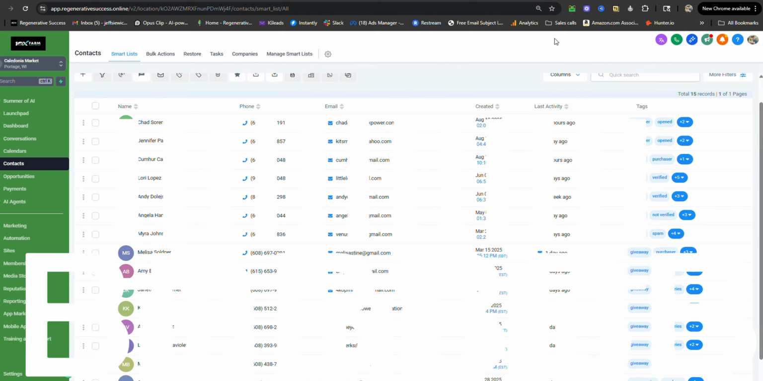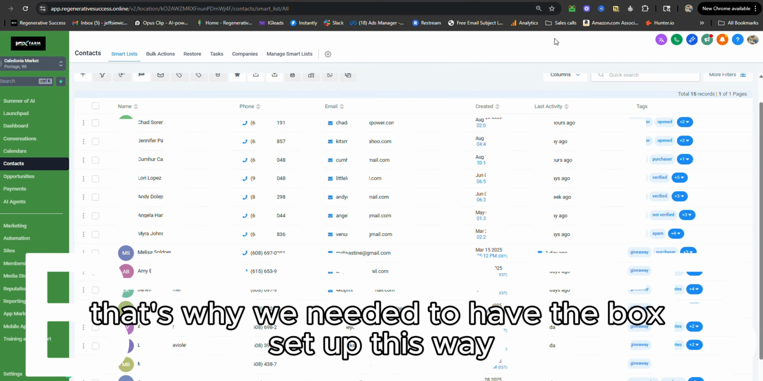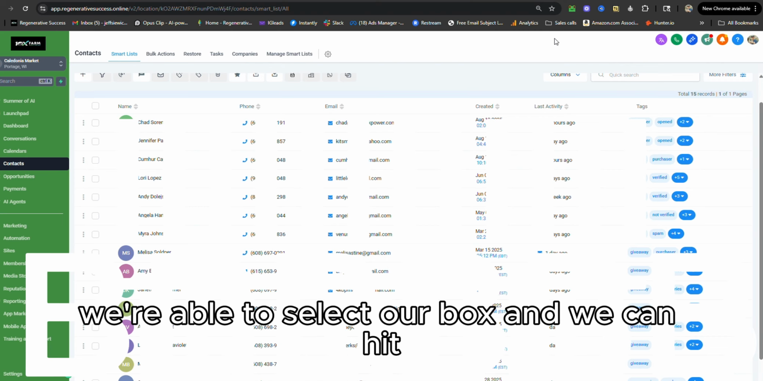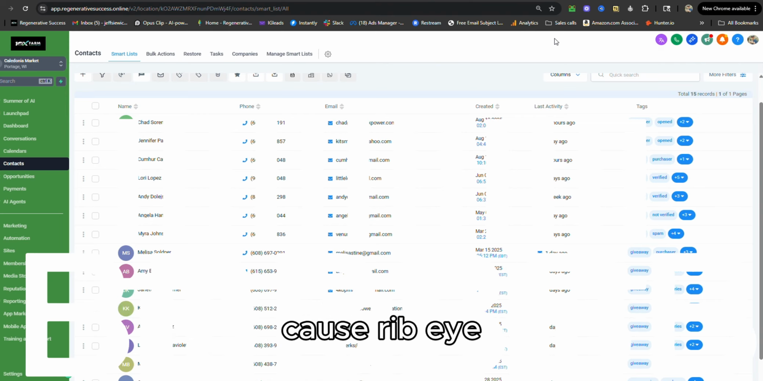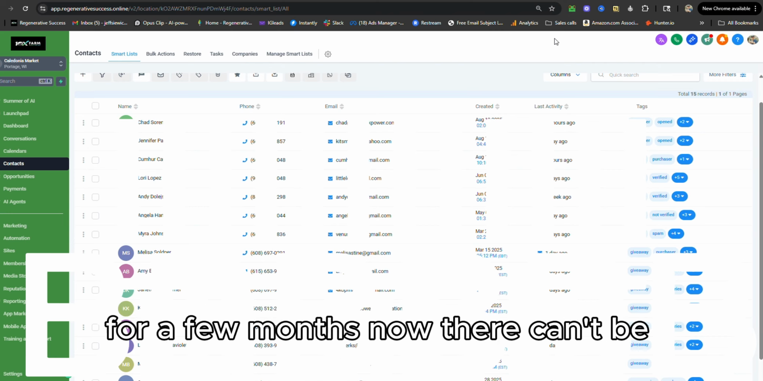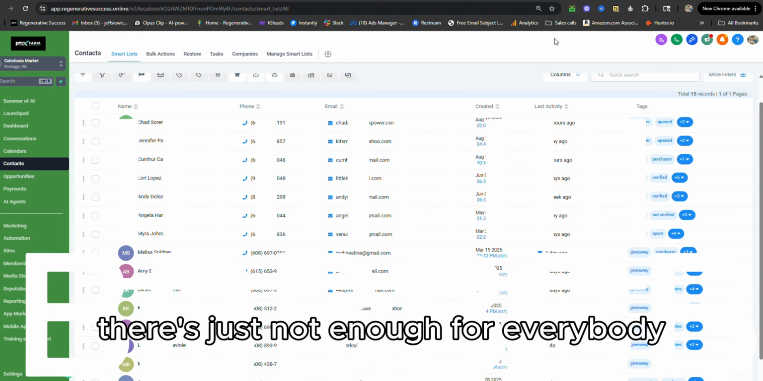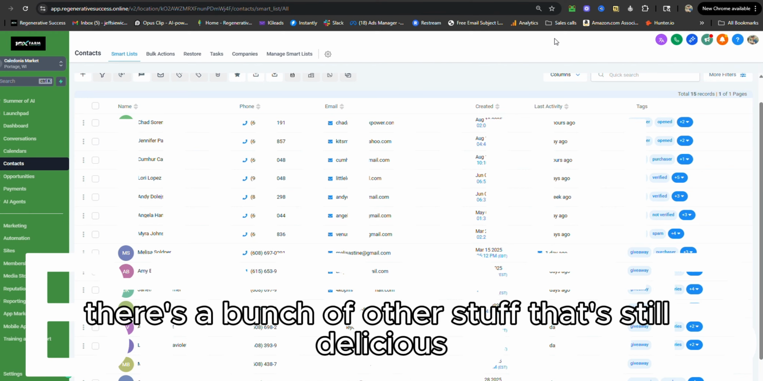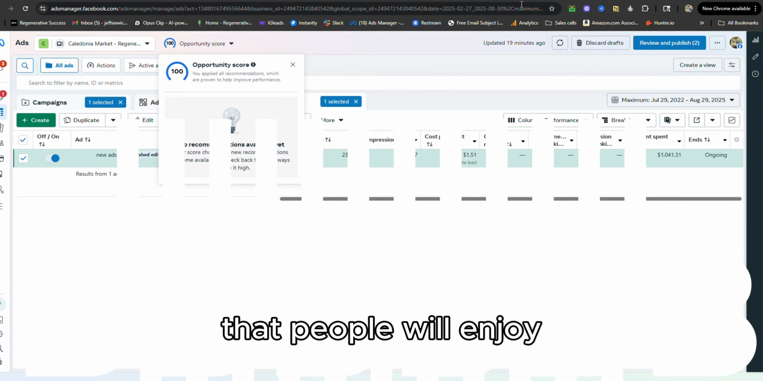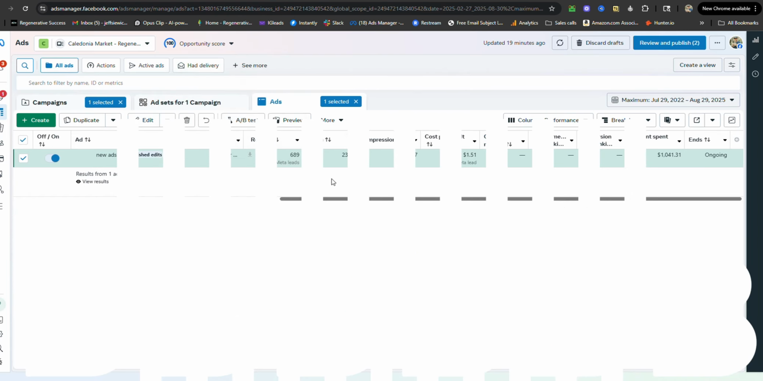Well, that's why we needed to have the box set up this way, because we're able to select our box, and we can push inventory around. Because ribeyes, there's not going to be ribeye in the offering for a few months now. There can't be. There's just not enough ribeye. But we have tenderloin, porterhouse, sirloin, strip steaks. There's a bunch of other stuff that's still delicious that people will enjoy.